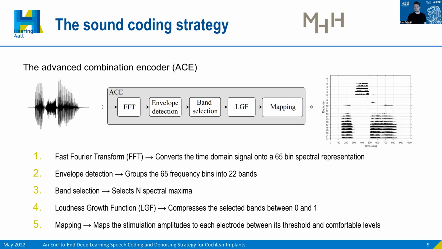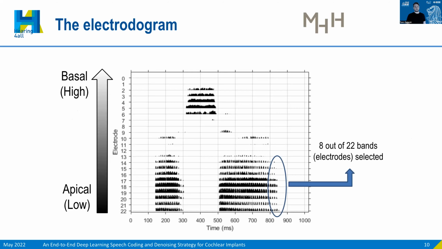Finally, here at the end of the block diagram, we can see a visual representation that we use to monitor how the auditory nerve is being stimulated in time. This is what we call an electrodogram, and it resembles a spectrogram in the sense that we have the time domain in the x-axis and the electrode being stimulated in the y-axis, which is kind of a frequency representation. In this work, we will focus mainly on using 8 of the 22 available electrodes. So we will select 8 maxima in the band selection block that I mentioned before in ACE, as shown here in this figure.